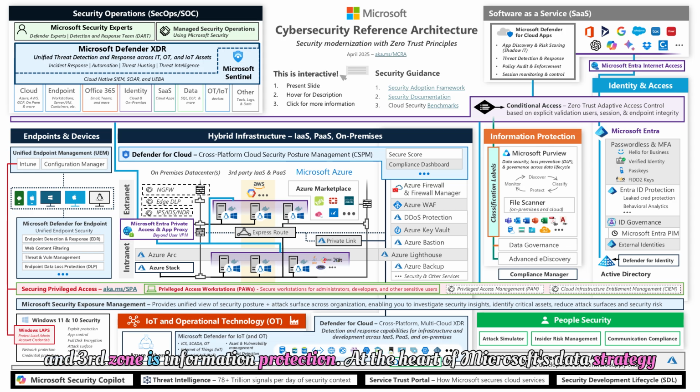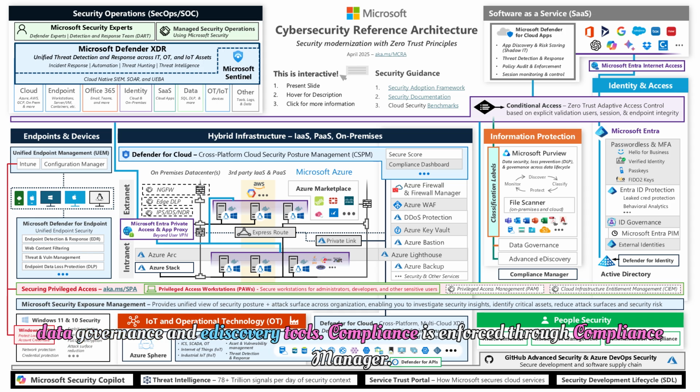And third zone is information protection. At the heart of Microsoft's data strategy is Microsoft Purview. It discovers, classifies, and protects sensitive data across cloud and on-premises, and integrates with file scanners, data governance, and e-discovery tools. Compliance is enforced through Compliance Manager.